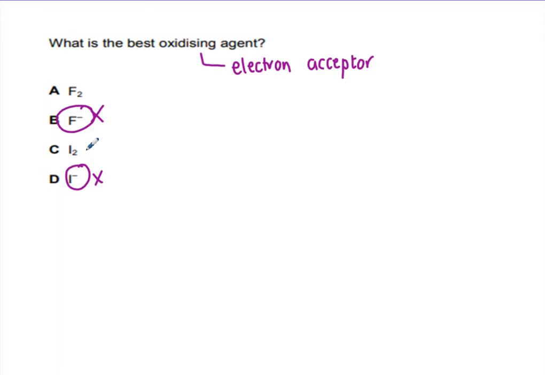And which one of those is best at accepting? So think about their size. Think about what it is that attracts electrons. So it's going to be the protons in the nucleus that attract electrons. So whichever one has the greatest attraction from the protons in the nucleus will be the best oxidizing agent. And since fluorine is smaller with less shells and less shielding, then the power of the protons in the nucleus to attract electrons is going to be more, and therefore fluorine is going to be the best oxidizing agent.